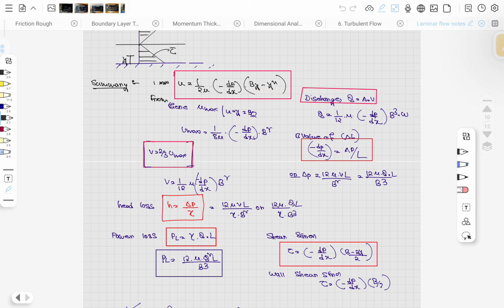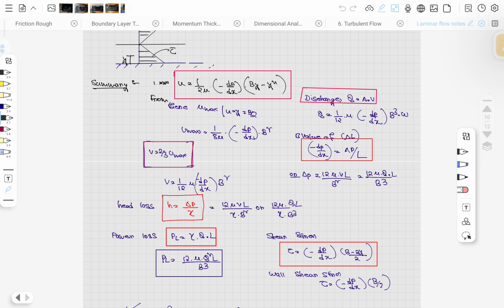b square. Discharge Q equals area into velocity. So the area is b into w, where w is the width, so nothing extra. Multiplying by 1 by 12 mu into minus dp by dx, b cube into w.